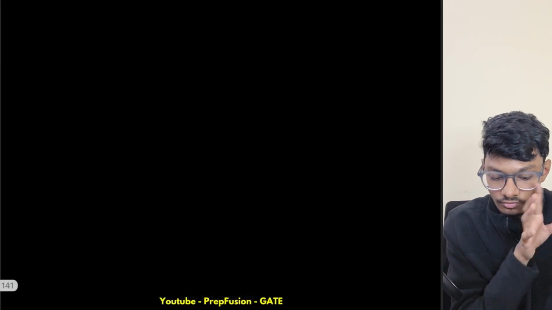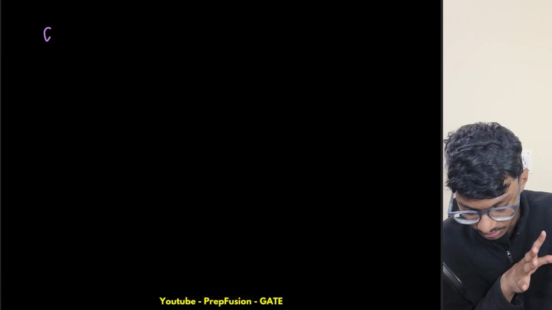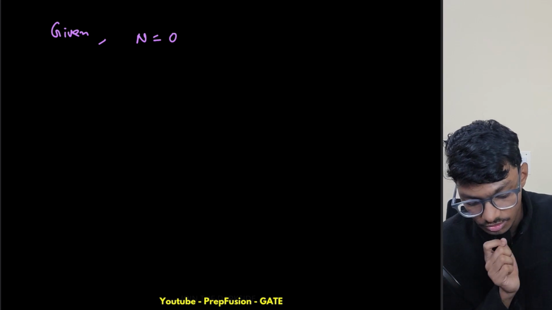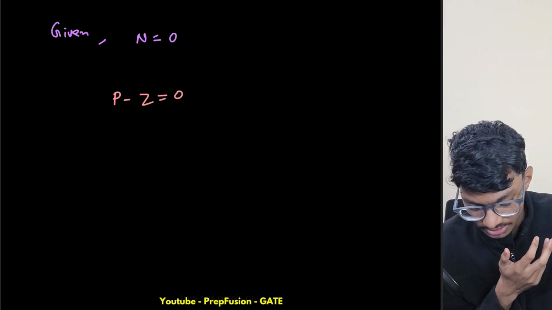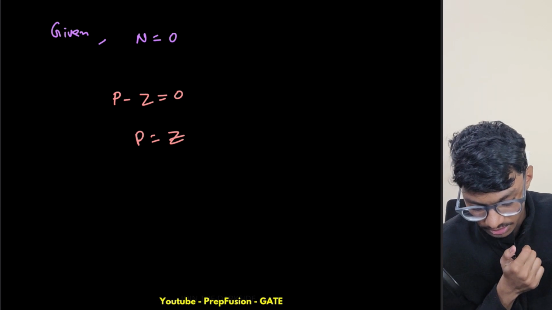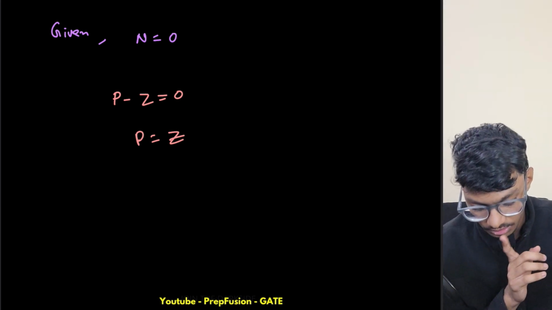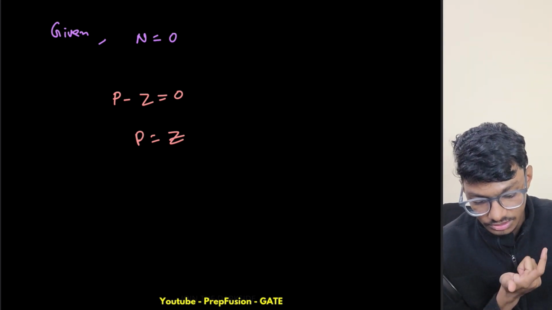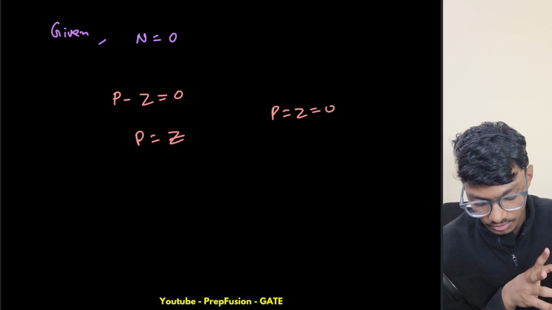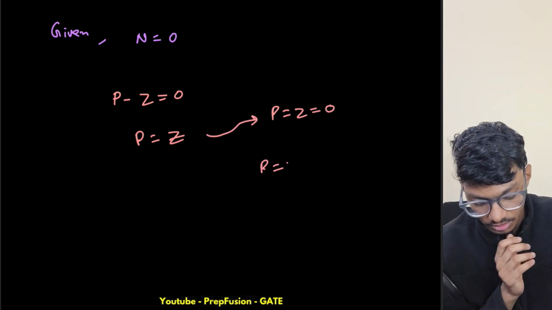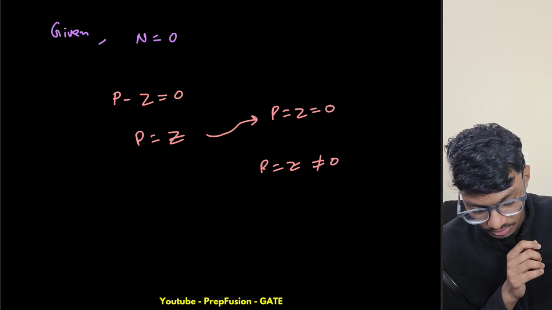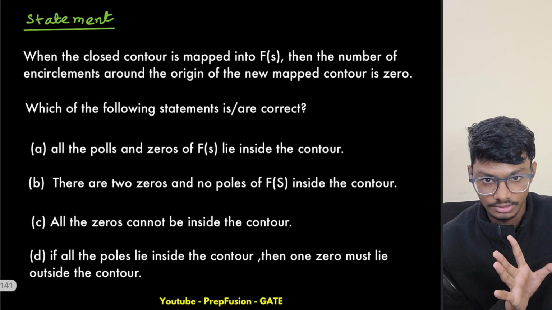So if N is equal to 0, what does this mean? N is equal to P minus Z, which is equal to 0, so P equals Z. So either P equals Z equals 0, that can also happen, that is one criterion, or P equals Z is not equal to 0. These are the two cases that may happen.